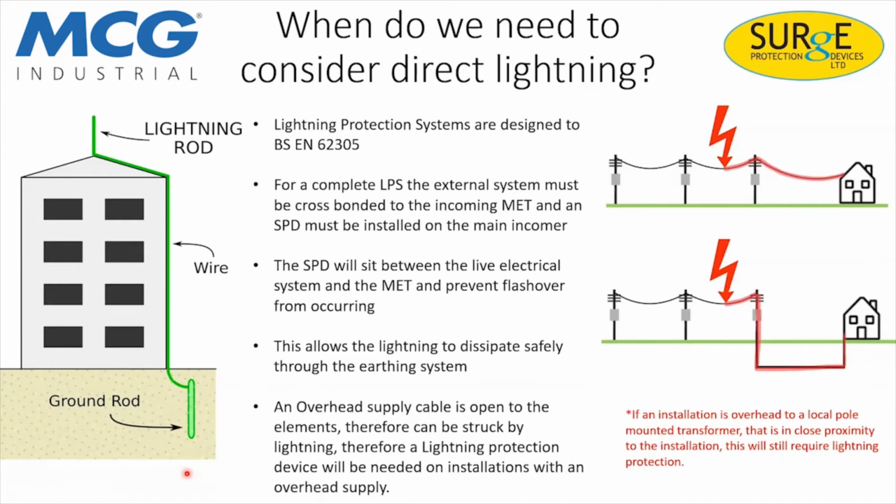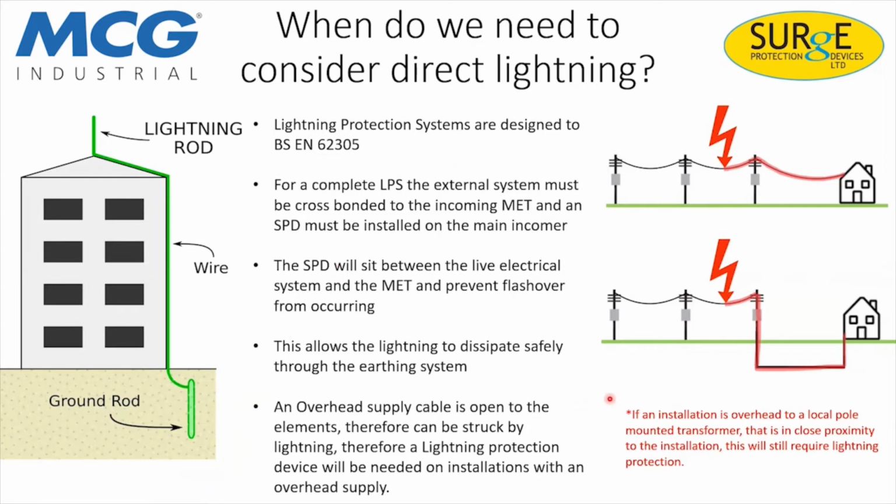Same sort of applies when we've got an overhead line. So an overhead supply cable is open to the elements, as we know, and therefore can easily be struck by lightning. So therefore we need a lightning protection device on the installation served by an overhead supply, not a surge protection device. They fall under the same category. They're all called surge protection devices, but we need a lightning protection device for that sort of circumstance.